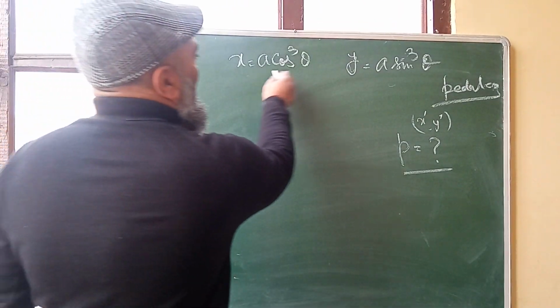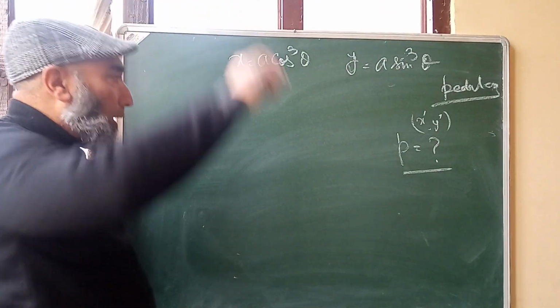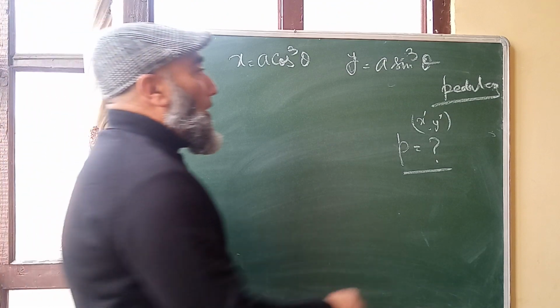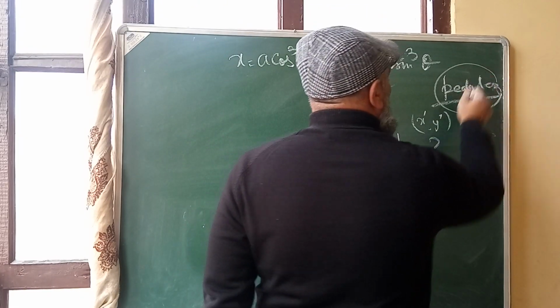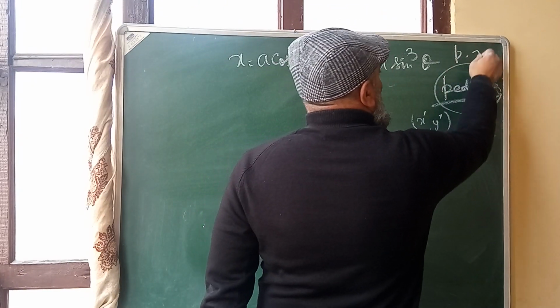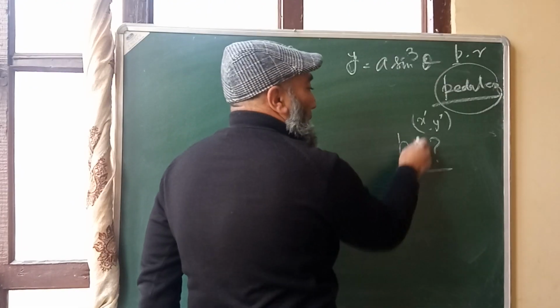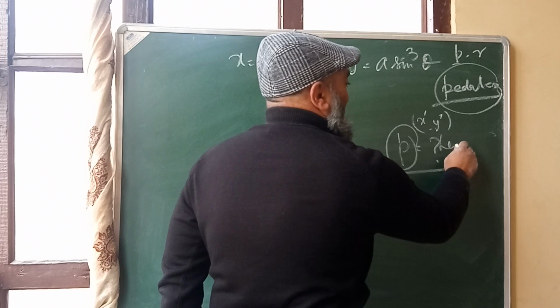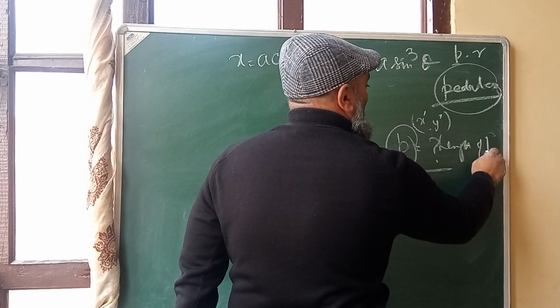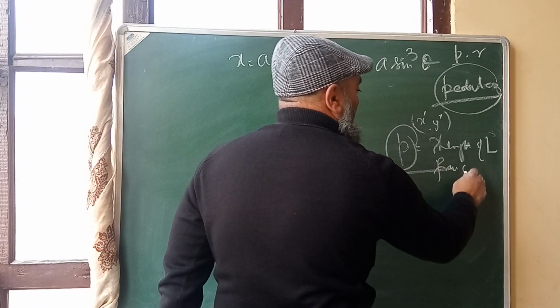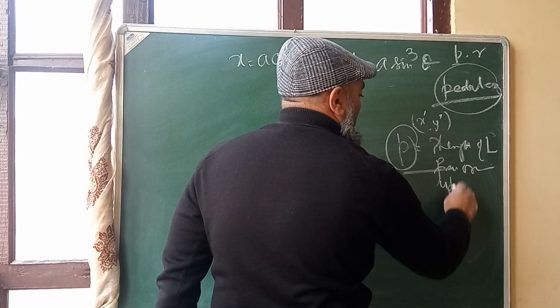Now I have x equal a cos cube theta and y equal a sin cube theta. I have to find the pedal equation, the relation between P and R. I will be using two things. P, length of the perpendicular from origin upon the tangent.